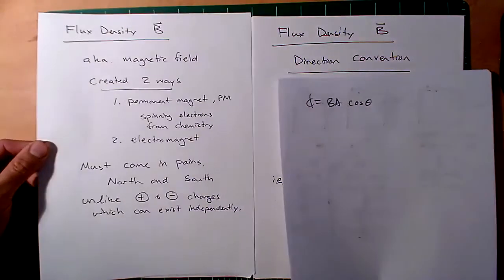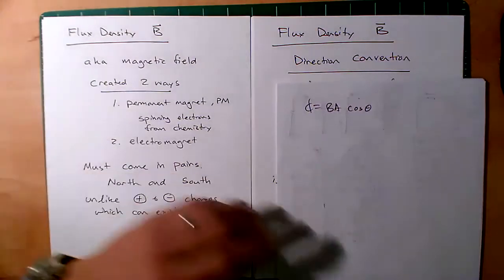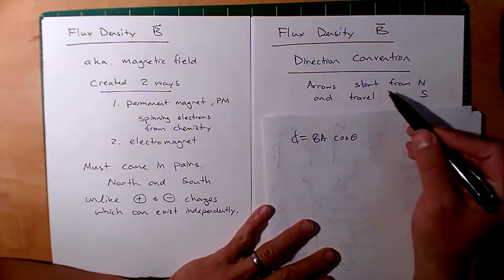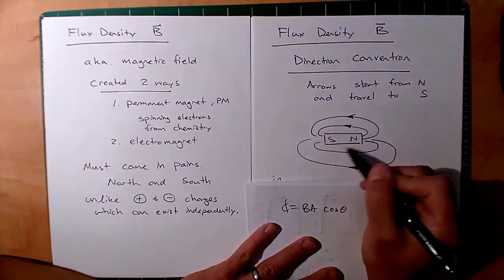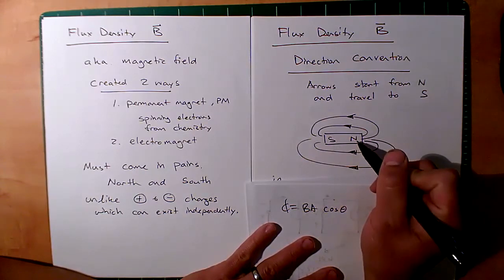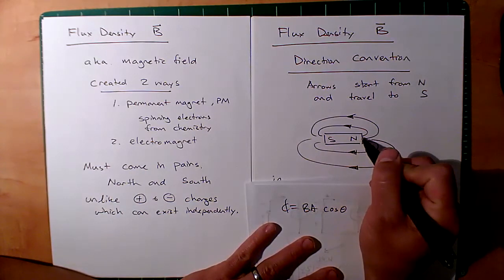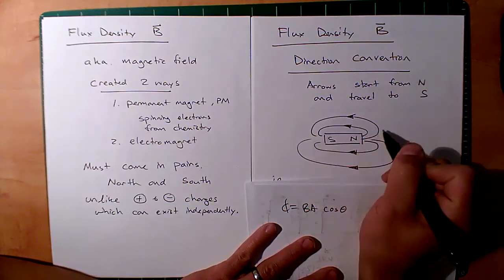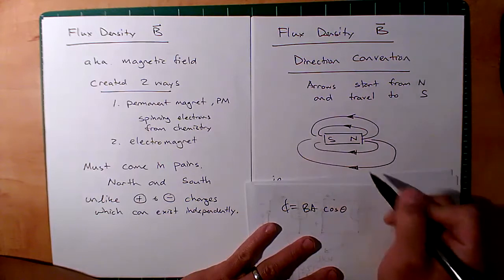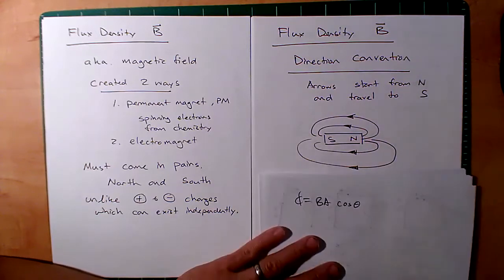Okay, so the direction convention, that's one of the 7, is that the arrows start from the north and travel to the south. So if you had a permanent magnet, then the magnetic flux density lines leave the North Pole and travel to the South Pole, right? They leave the North Pole and travel to the South Pole.